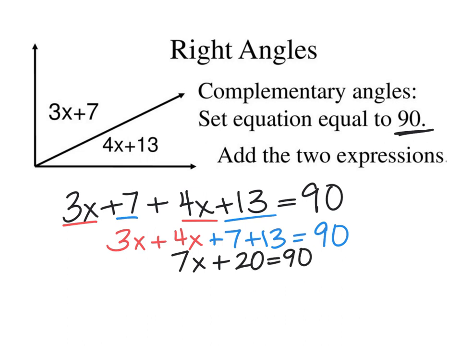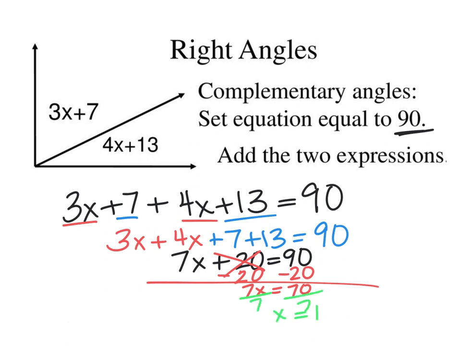Now I can combine my like terms, so I have 7x plus 20 equals 90, and now I'm going to solve my equation. So I'm working to isolate x, or get x alone, and so the first thing I need to do is get rid of this plus 20 by using the inverse operation on both sides of the equation. These will cancel, and I'm left with 7x equals 70. My last step to solve is I'm going to do the inverse operation, so 7 is being multiplied by x. So I want to divide by 7, and x equals 10.